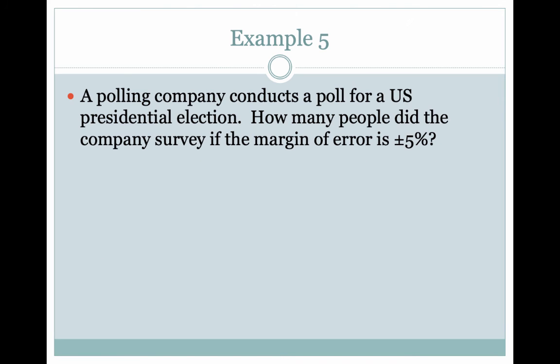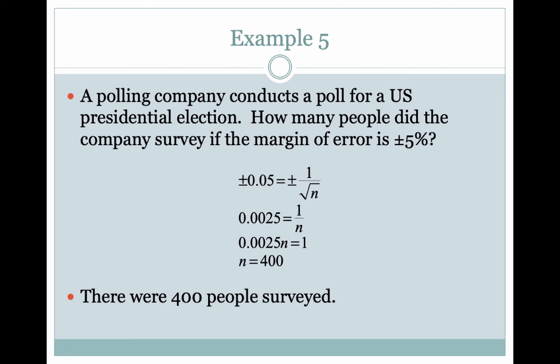Okay, so a polling company conducts a poll for a U.S. presidential election. How many people did the company survey if the margin of error is plus or minus 5%? Well, let's use our formula. So plus or minus 0.05. When you put it in the formula, you need to convert it back to decimal form. So 2 decimal places to the left, or divide by 100, whichever way you want to think of that, is going to equal plus or minus 1 over square root of n.